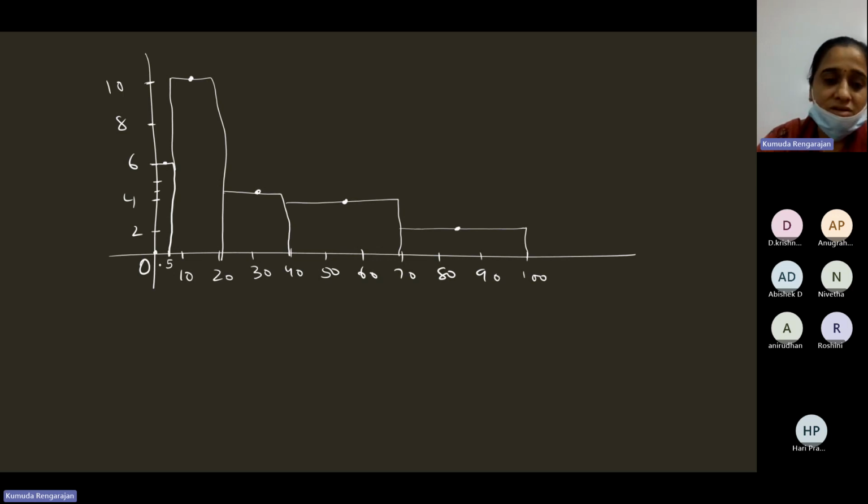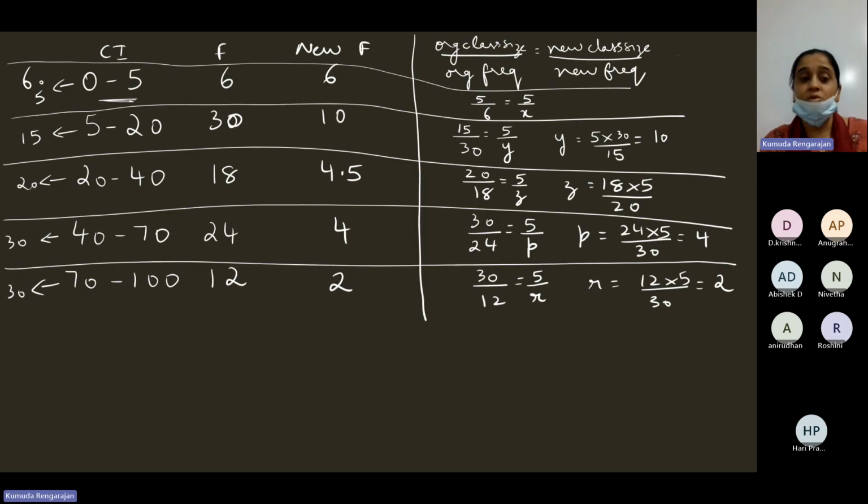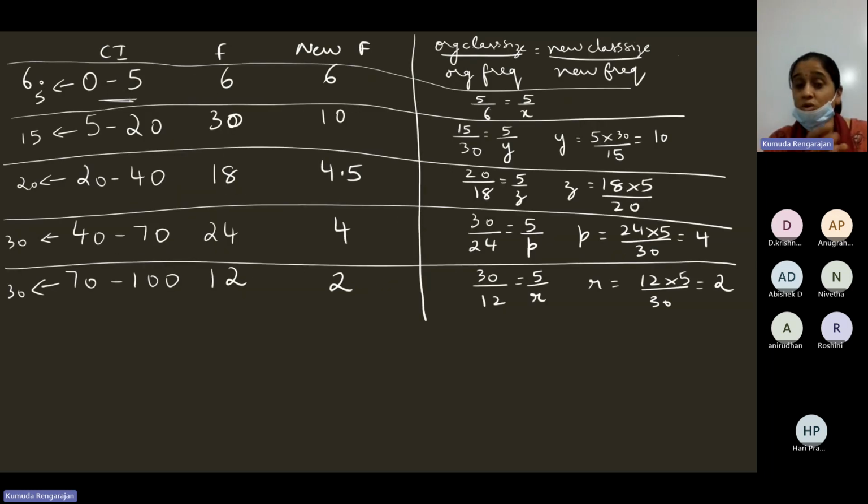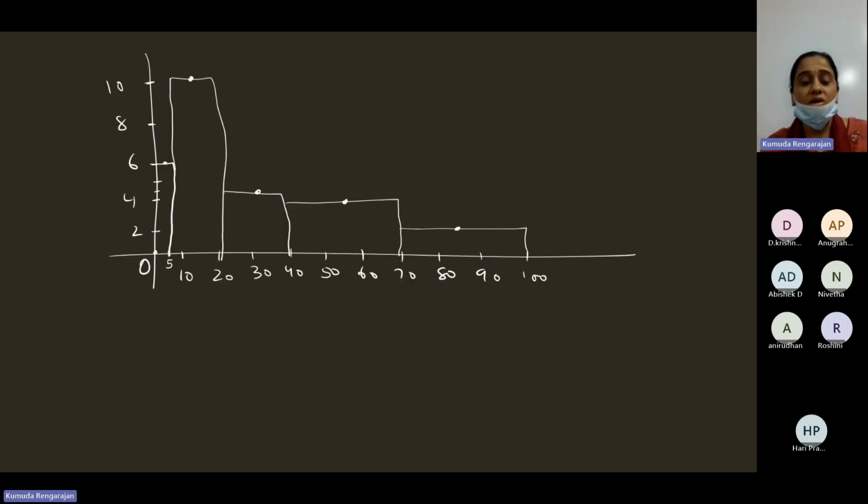Does your teacher take imaginary class intervals before and after? Okay, so take imaginary class intervals before and after. Now, I'll tell you one more thing. They'll ask you to make the frequency polygon using the histogram only if the class intervals have a uniform class size, like 0 to 20, 20 to 40, 40 to 60, 60 to 80. Only then can you take imaginary class intervals before and after.